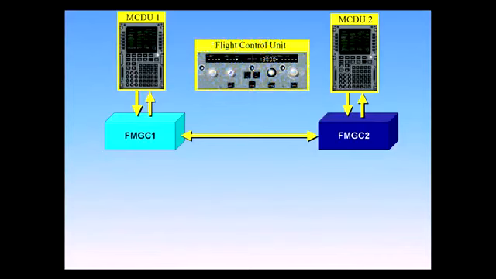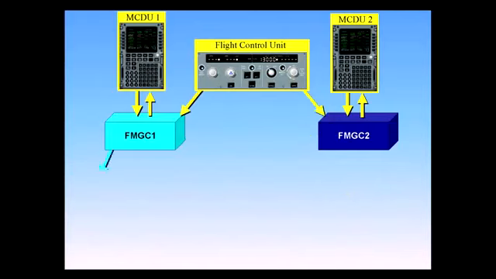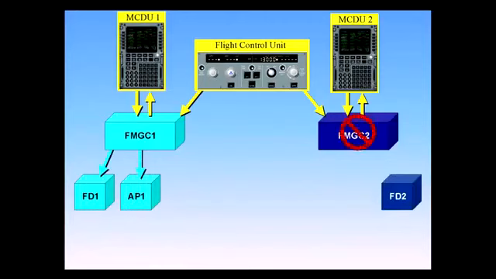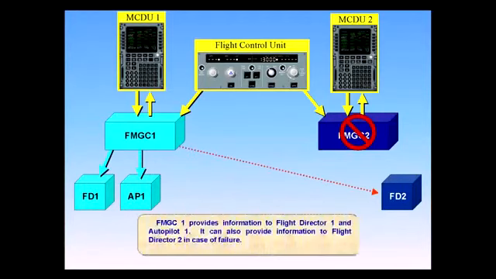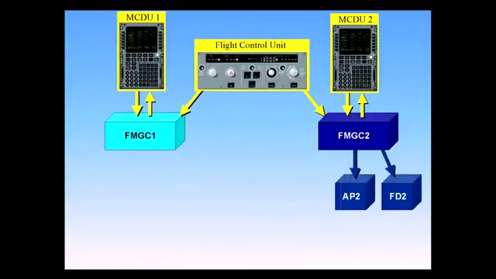The inputs from the FCU are fed to both FMGCs. FMGC 1 provides information to Flight Director 1 and Autopilot 1. It can also provide information to Flight Director 2 in case of failure. FMGC 2 sends information to Flight Director 2 and Autopilot 2. It can also send information to FMGC 1 and Flight Director 1.